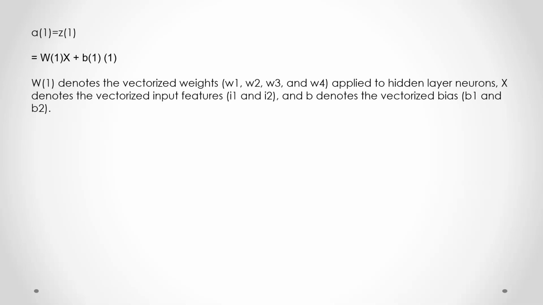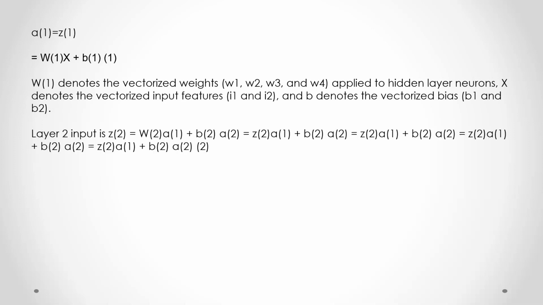Here A1 is equal to Z1, equal to W1X plus B1. Here layer 1's vectorized output is Z1. W1 denotes the vectorized weights W1, W2, W3 and W4 applied to hidden layer neurons. X denotes the vectorized input features I1 and I2, and B denotes the vectorized bias B1 and B2. Any linear function has A1 in vectorized form. The output layer or layer 2 is as follows.